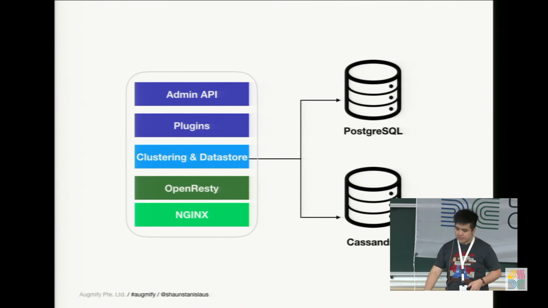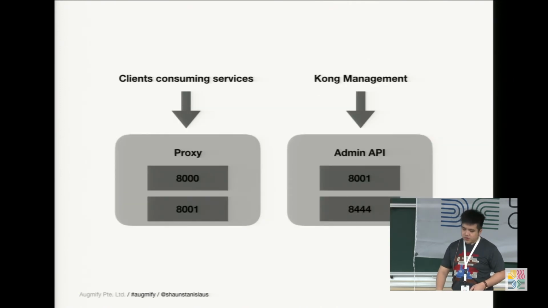Okay, so Kong is divided into two ports. The two ports are basically the proxy port and the admin port. The proxy port is the one that a client will consume when he wants to consume an upstream service. So this will be the one that is available to other microservices or external clients. The admin API itself is the one you're going to use for configuring your system, so firewall this port to prevent external access in production.